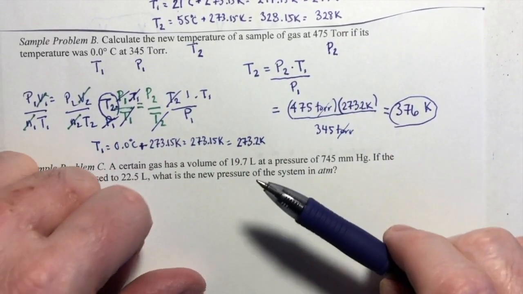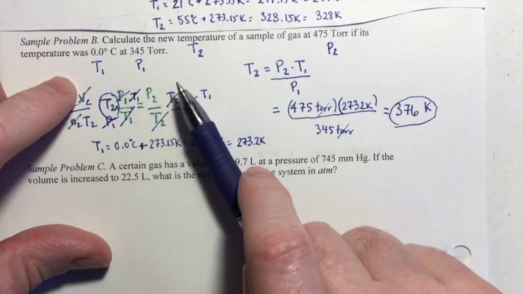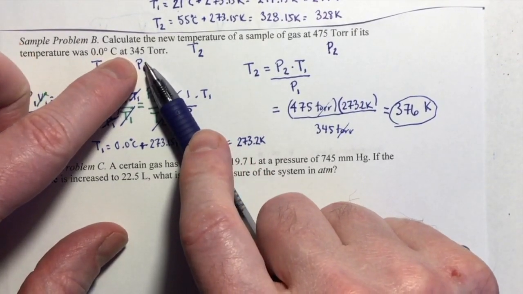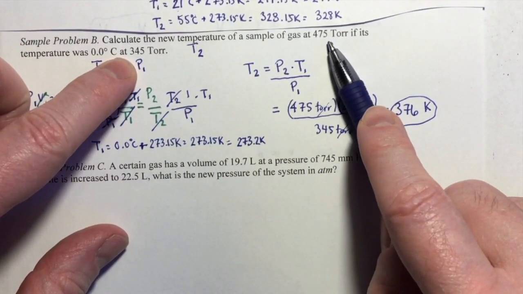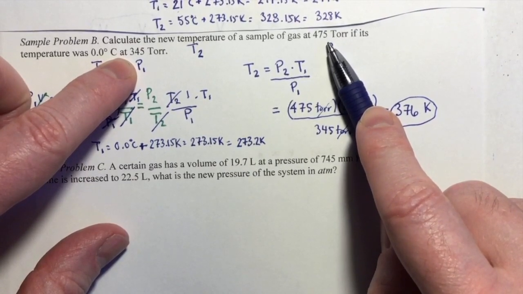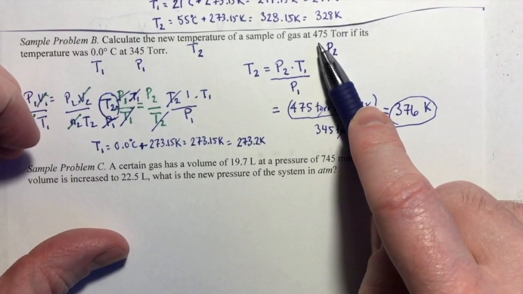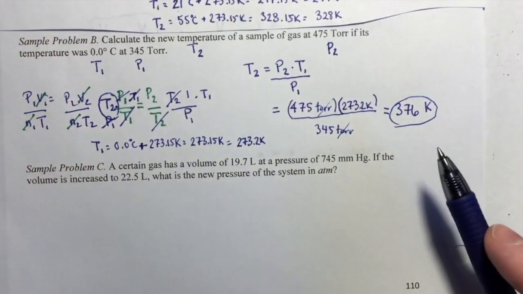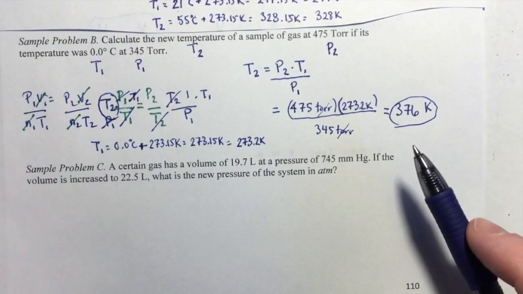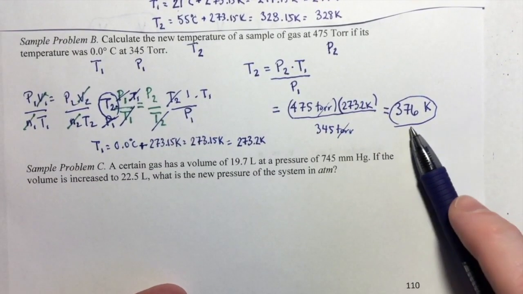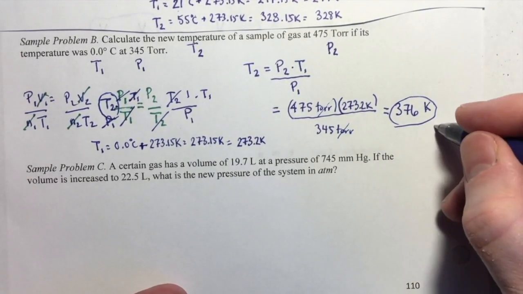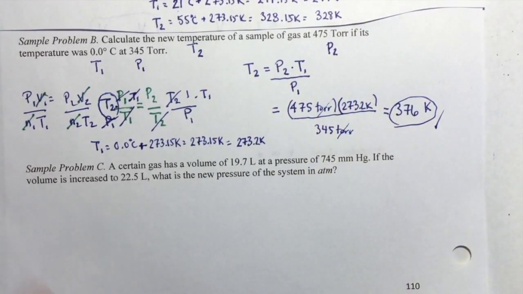Does that parallel the increase in pressure? Well, the pressure started out as 345 and it went to 475. So that looks like about a 40% increase as well. As I increase the pressure, I would expect the temperature to increase, and they are increasing by about the same factor of about 40% or so. So this answer does make sense. Not only did it work out mathematically, but it also makes sense because we know that as you increase temperature, you also increase the pressure of a gas.